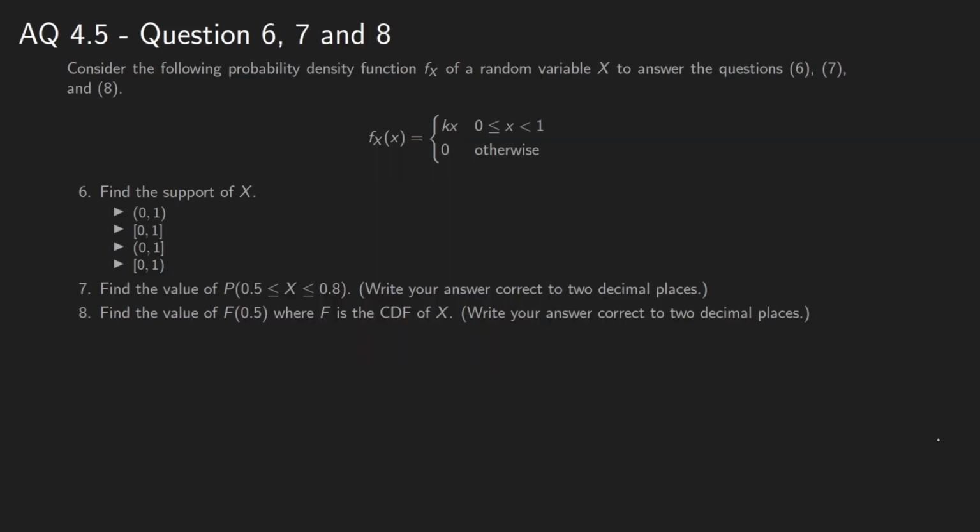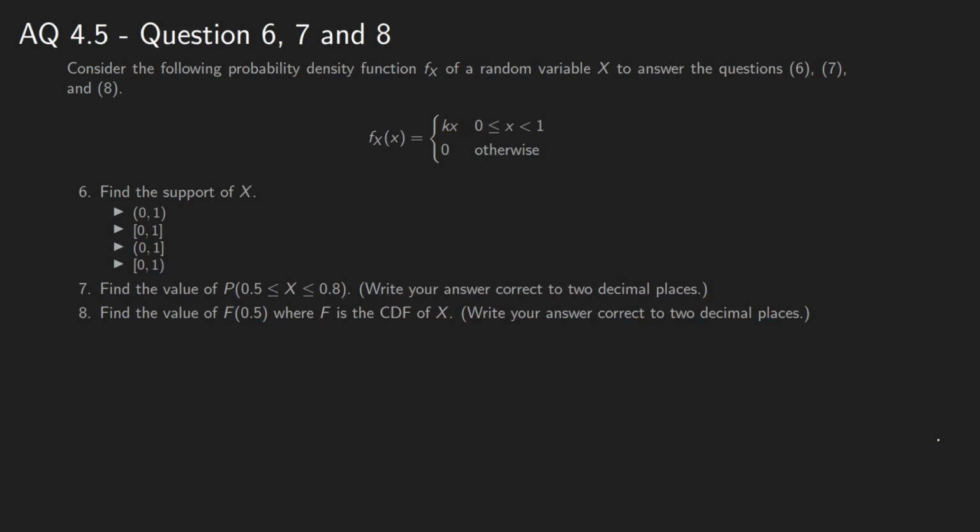These are questions 6, 7 and 8 from activity questions 4.5. So these have the same data. Consider the following probability density function fx of a random variable x, to answer questions 6, 7 and 8. This PDF function is equal to kx when x is in the range 0 to 1, not including 1, and it's 0 otherwise.